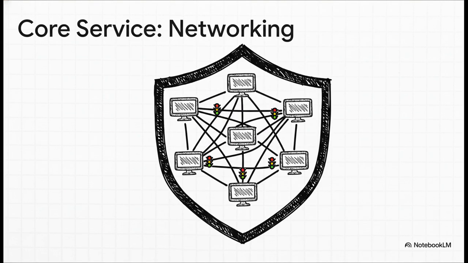All right, so if compute is the engine, then networking, well, that's the nervous system. It's what connects all the pieces together. It makes sure all the different parts of John's app can talk to each other. It manages all the user traffic so things don't get clogged up. And it puts a big security fence around the whole operation.